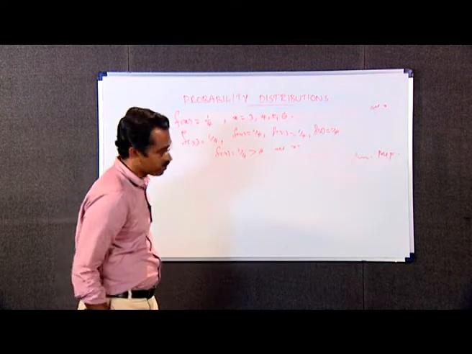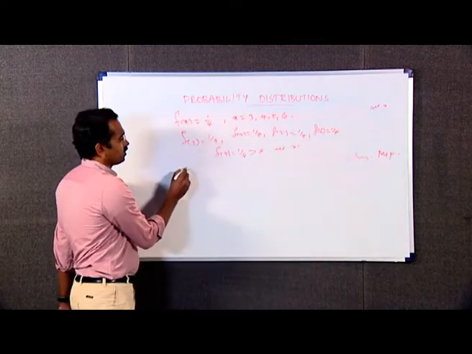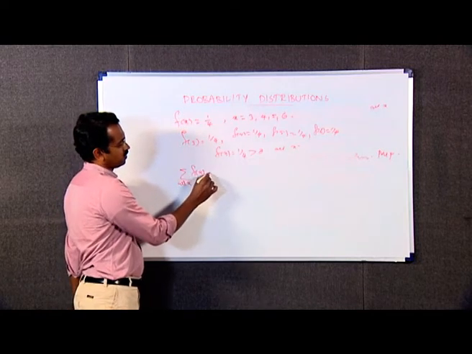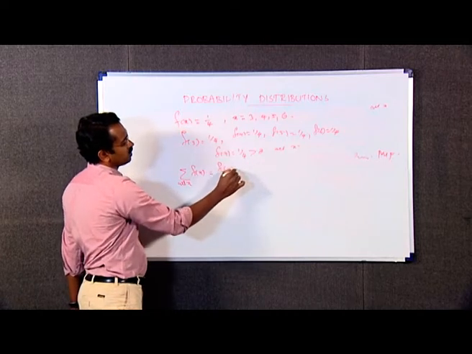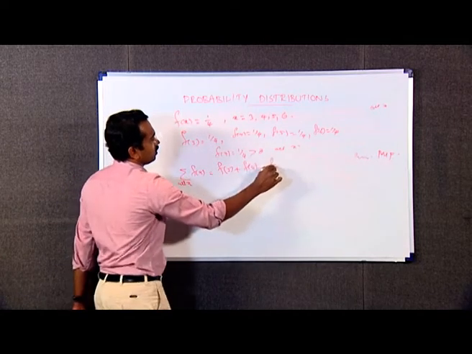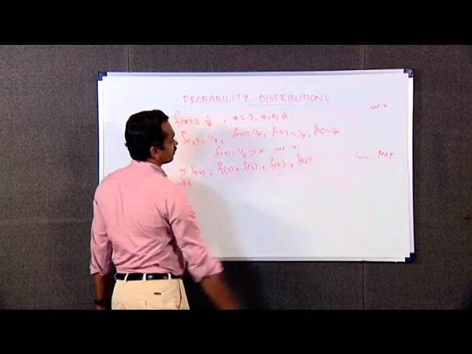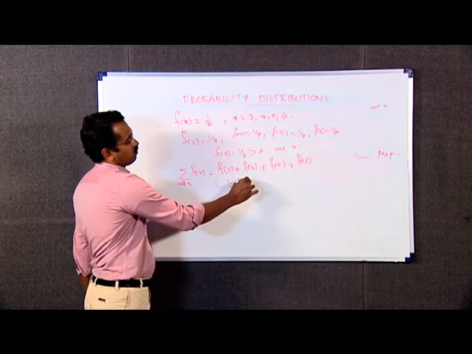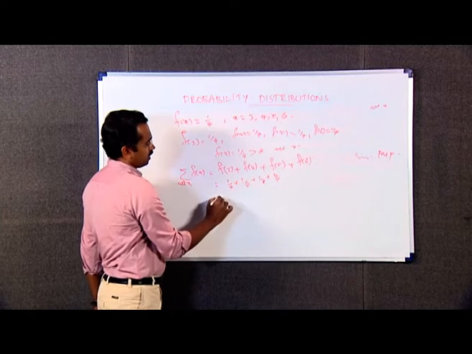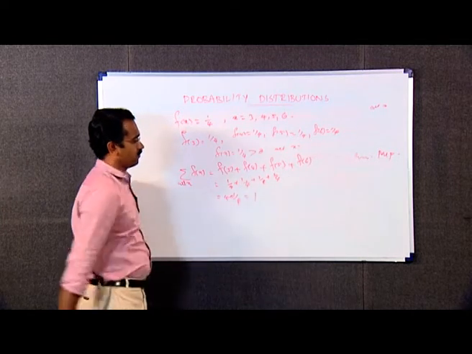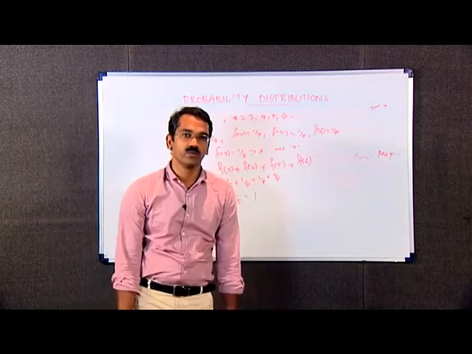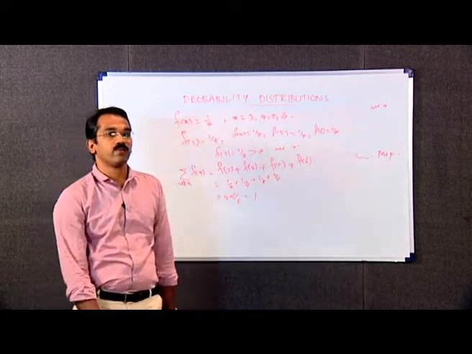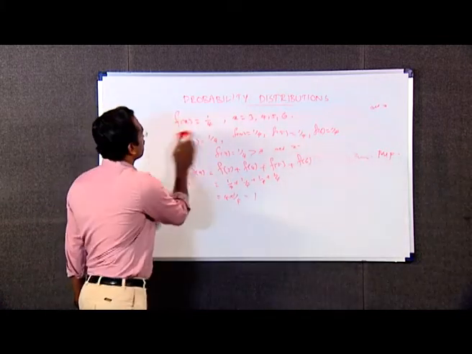First condition holds. Now, the total probability, that means summation over all x of f of x, is equal to f of 3 plus f of 4 plus f of 5 plus f of 6, which is equal to, all being 1 by 4, 4 times 1 by 4, that means 1. That is, the second condition is also satisfied. Therefore, the given function is a PMF.